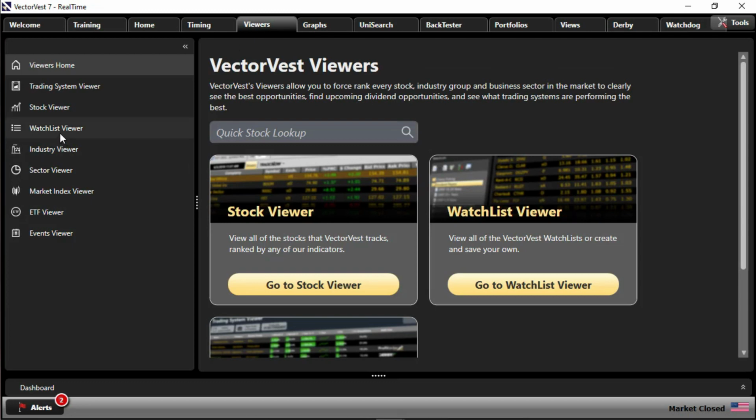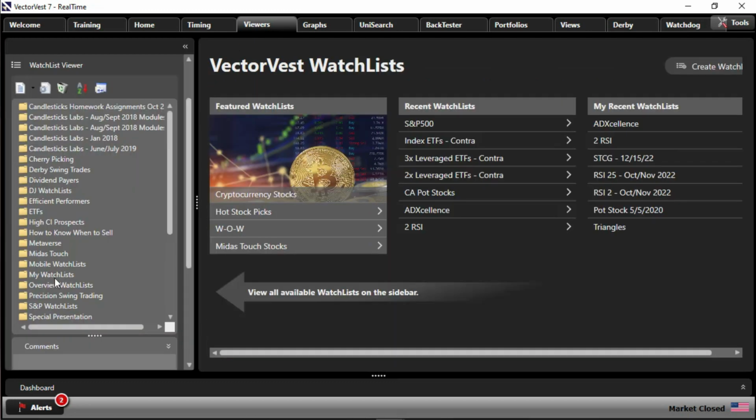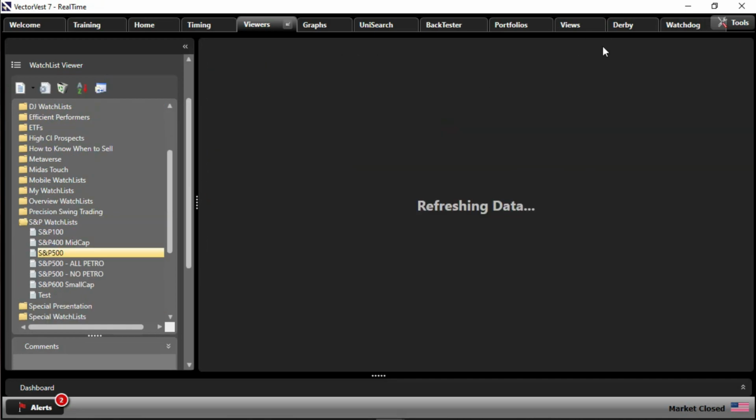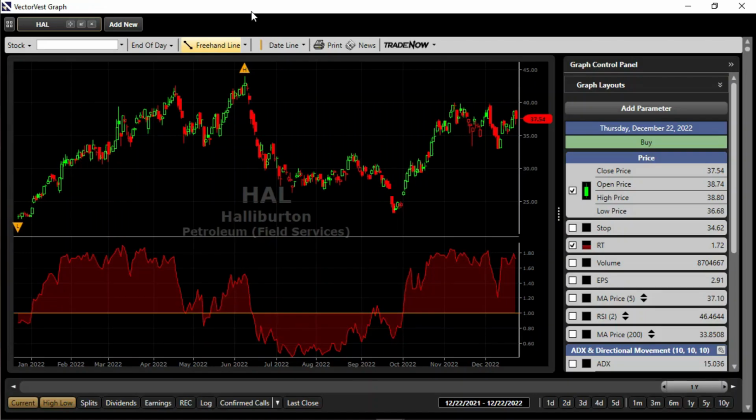So if I go to viewers, go to the watch list viewer, just open up the S&P 500 watch list. Take a look at the top stocks within that watch list. I'm not really seeing a divergence of any kind as of the hard right edge, but take a look at the rally that occurred at the beginning of October here.